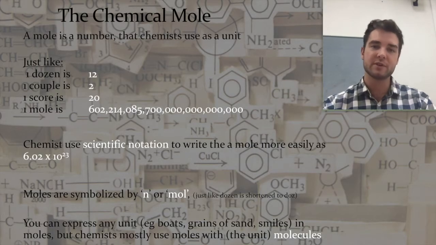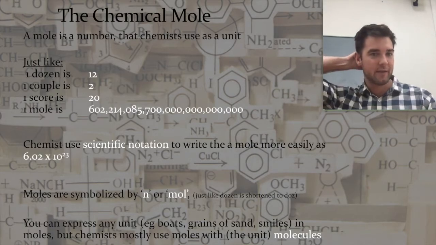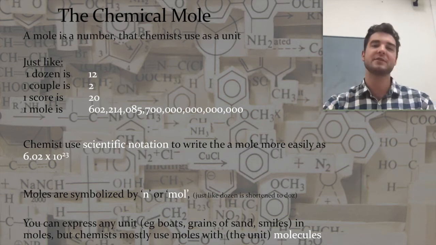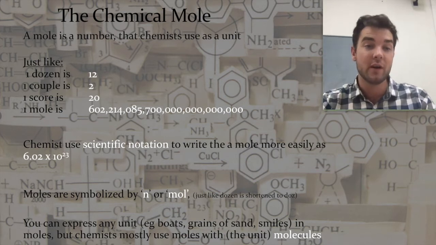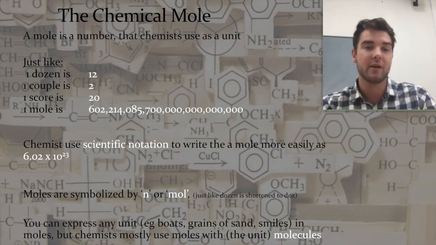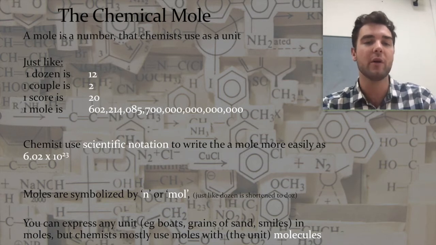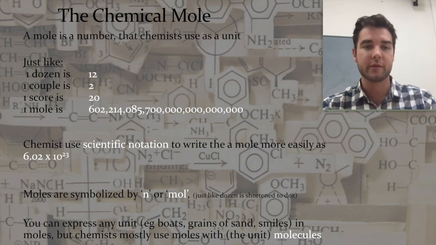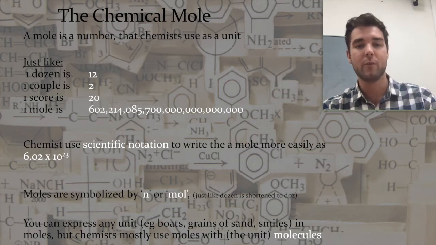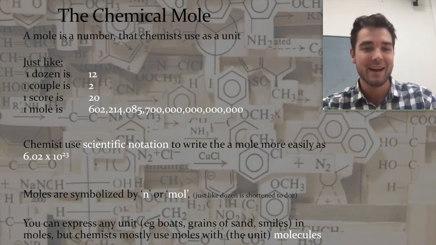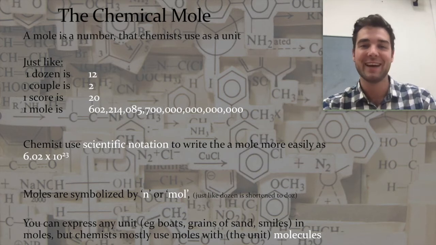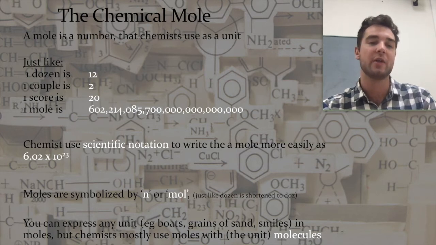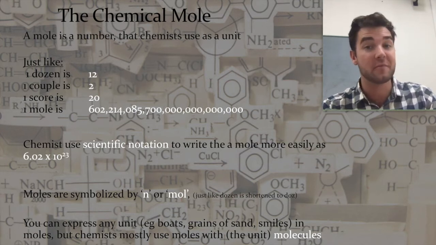Okay, so now you've watched this video, I want you to understand that a mole is a number that chemists use as a unit. So a dozen is 12, a couple is 2, a score, you might be familiar, is 20, and a mole is 602,214,... I'm not going to try and say that. So we use scientific notation to write the mole easily as 6.02 times 10 to the 23rd. So I've done that to 2 decimal places.